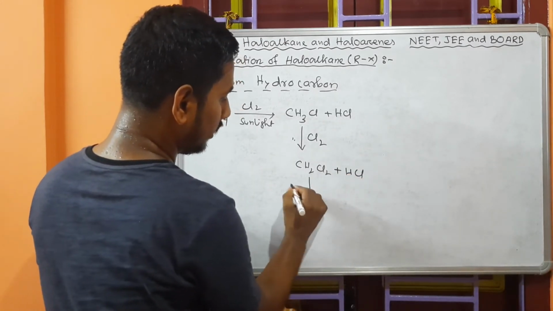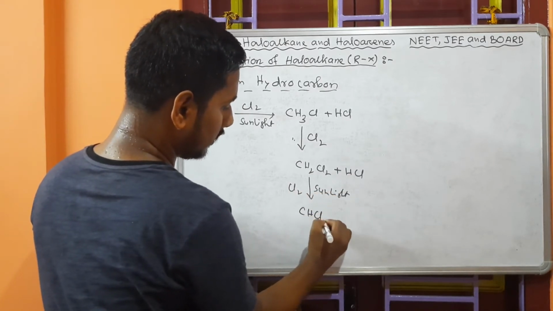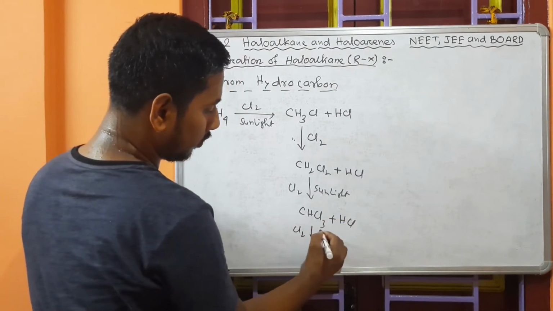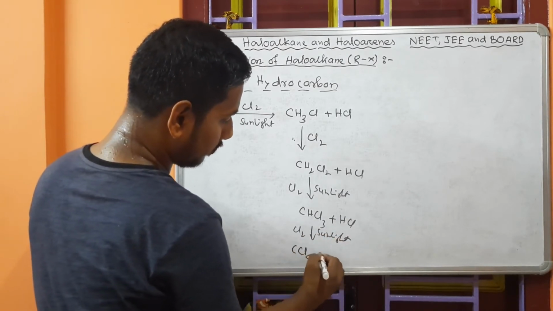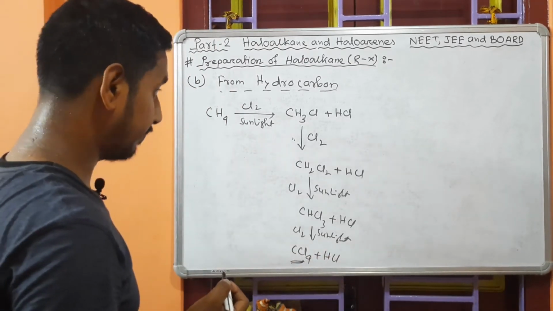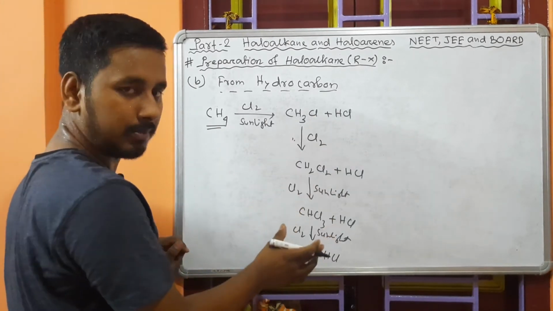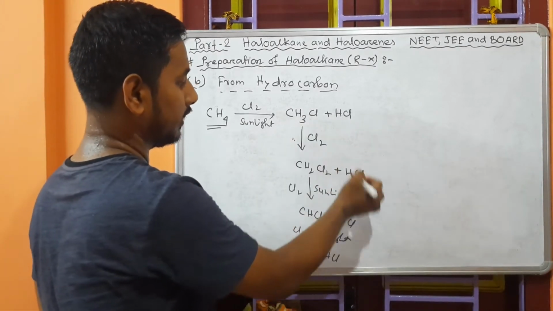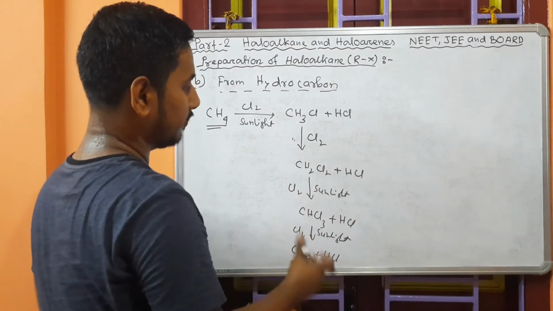And again you give Cl2 in presence of sunlight, then you get CHCl3 plus HCl, this is chloroform, and again if you give chlorine in presence of sunlight, then you get CCl4 plus HCl. So this CCl4 is nothing but carbon tetrachloride. So see, from this methane you get different products, and they can be separated from their mixture because of their different properties, different melting and boiling points, so that they can be separated from here.